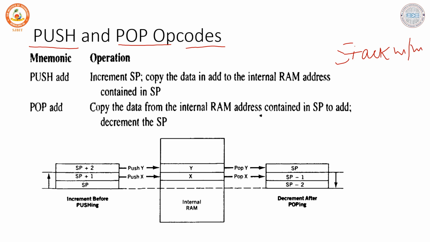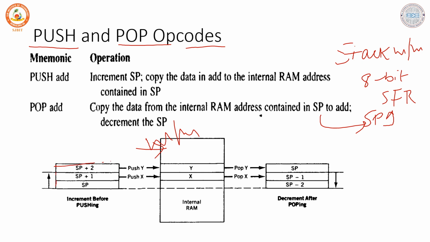RAM. Okay, so the stack pointer is an 8-bit special function register. I'm talking about the stack pointer, SP. It is an 8-bit special function register that will always be used to point to the top of the stack. If I call this the stack, let me say this is the internal RAM, that is a memory, and you have a stack location starting from here.